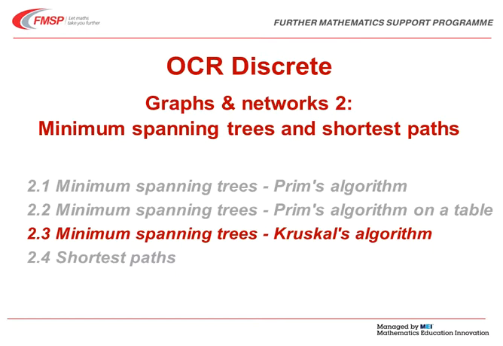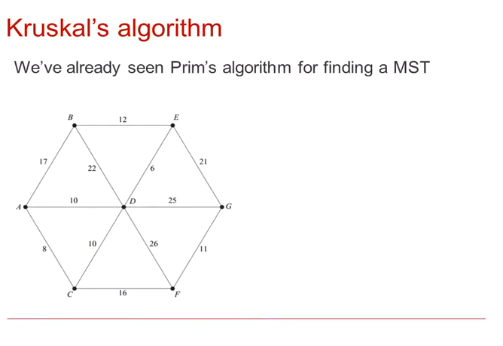Hello, this is the third video in the Graphs and Network 2 series for OCR Discrete Further Maths. It looks at finding a minimum spanning tree using Kruskal's algorithm. We have already seen Prim's algorithm for finding an MST in the previous sessions. Prim's algorithm built an MST in a connected way.